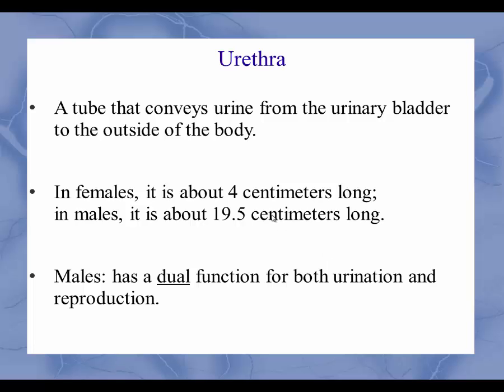The urethra is the tube that will convey urine from the bladder and then outside of the body. There's a very big difference in length between males and females. In females, it's only about 4 centimeters long. In males, it's about 20 centimeters long. And of course, for males, it has a dual function, both for urination and for ejaculation of semen when we get to reproduction. And we'll talk about that in a couple more chapters. So for males, it has a dual function.